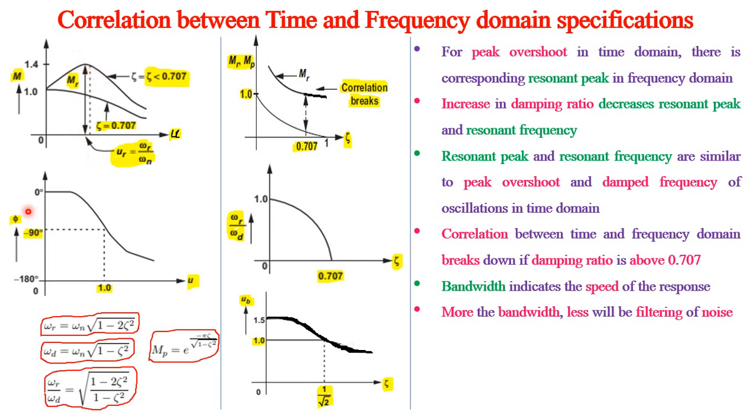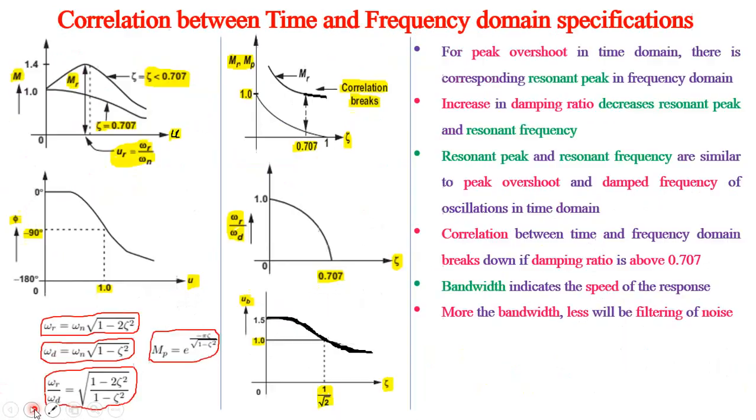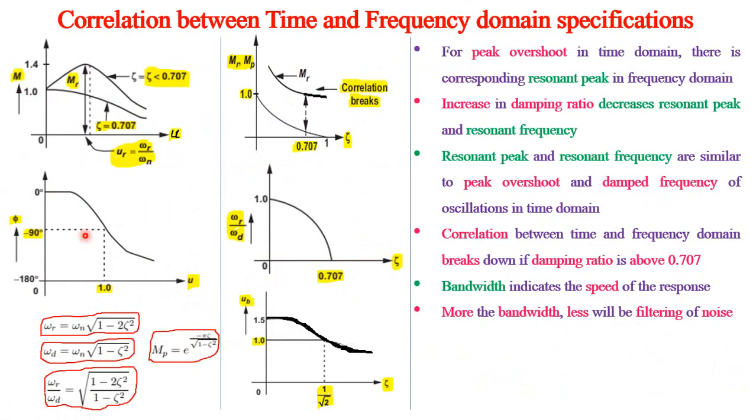Next, phase angle. The phase angle expression I have also shown. When you plot this phase angle with respect to u, we will get a curve like this. This will be the phase angle. We can see here when u is equal to infinity, this is going to be minus 180. So it is going to vary between 0 and minus 180 phase angle, because it is second order. So 2 poles means 0 to minus 180 only. That we can verify using the previous expression.